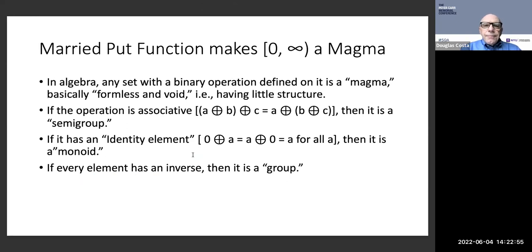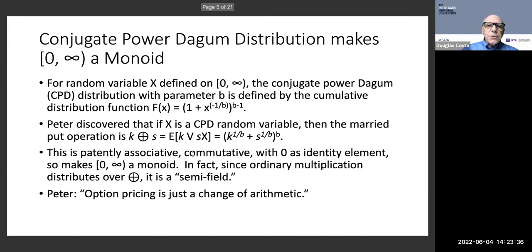Okay, so Peter liked to say that the married put function makes the interval from 0 to infinity a magma. In algebra, when you have a binary operation on a set and the set is closed under that binary operation, you call it a magma, but it has so little structure that the sense of magma is that it's kind of formless and void. If the operation is associative, that's a little bit more structure, and you call it a semigroup. If it has a two-sided identity element, then it becomes a monoid. If you go further and every element has an inverse, then it's a group, but we're not going to go that far. We'll be concerned with monoids.